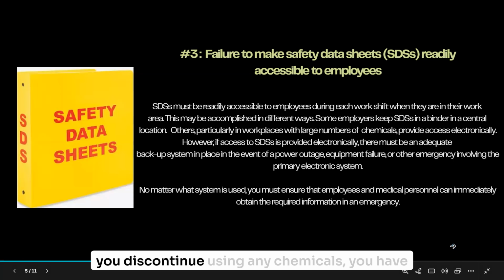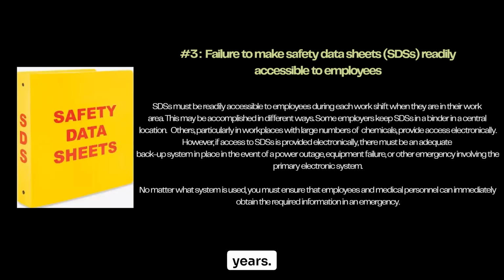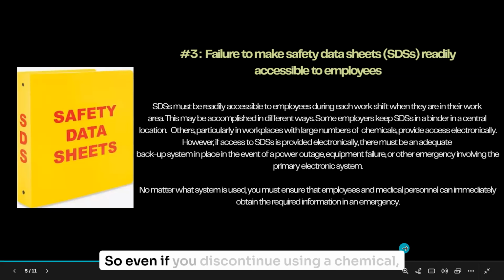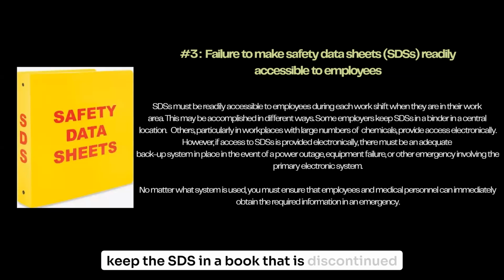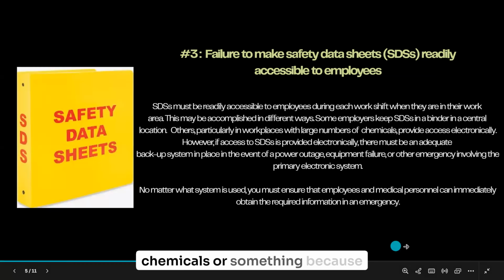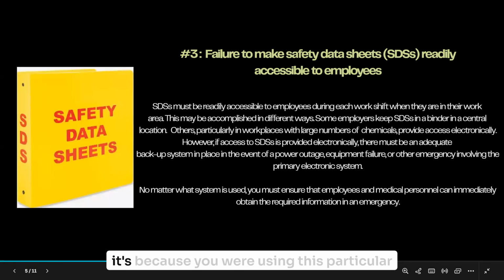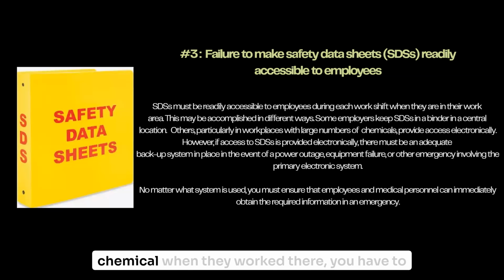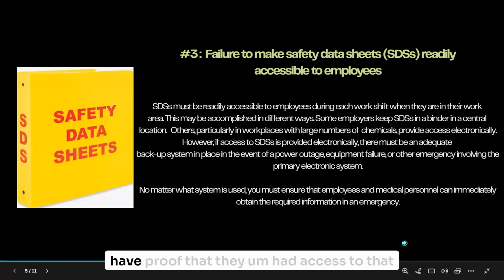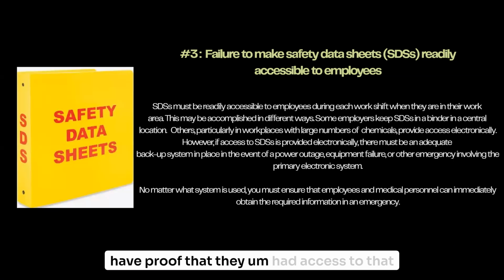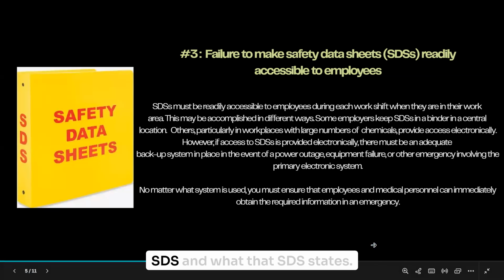What we've recently learned is that not only do they have to be kept up to date, but if you discontinue using any chemicals, you have to maintain that SDS for that chemical for 30 years. So even if you discontinue using a chemical, keep the SDS in a book that is discontinued chemicals or something, because if someone in 25 years gets sick and says it's because you were using this particular chemical when they worked there, you have to have proof that they had access to that SDS and what that SDS states.